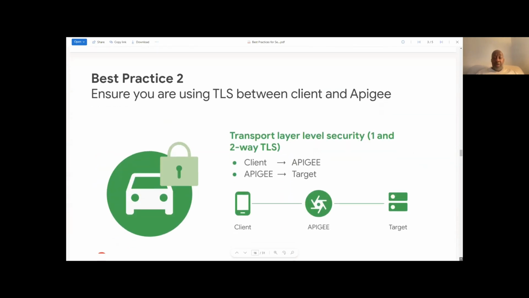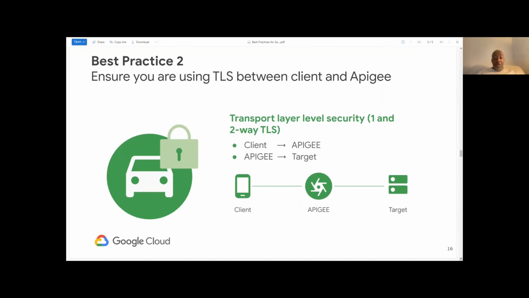So the second best practice is to ensure that between your client and your API system you've implemented two-way authentication, transport layer security, things like that, to prevent any of your data from being lost in transit over the public internet. And that's essential. I think most people understand that as essential.